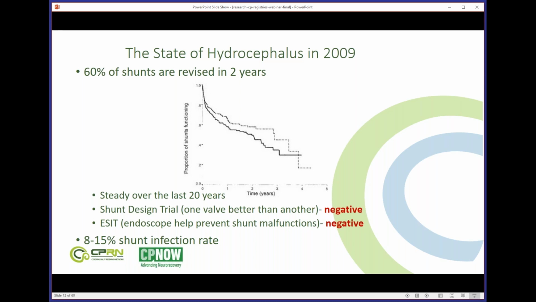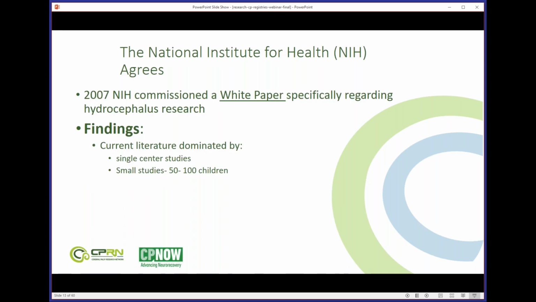A couple major projects came out, one looking at one valve versus the others, negative. The endoscope, using a camera inside the brain to see if we can help improve it, negative. And then 8 to 15% of shunts would get infected. So things are not the greatest in 2009.